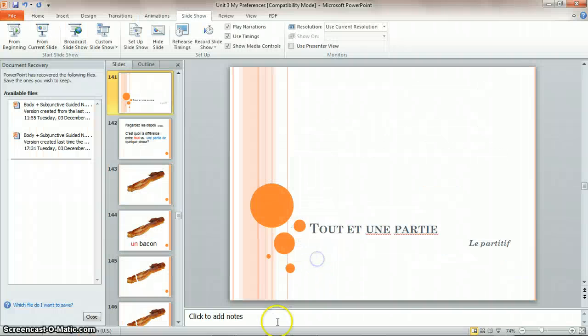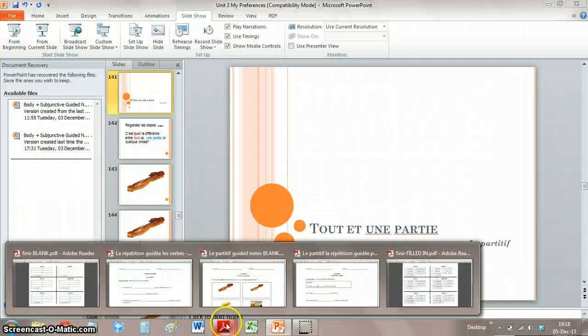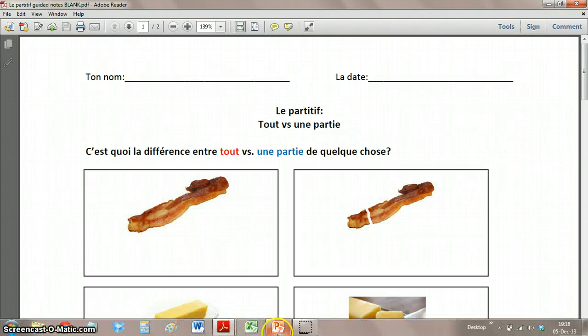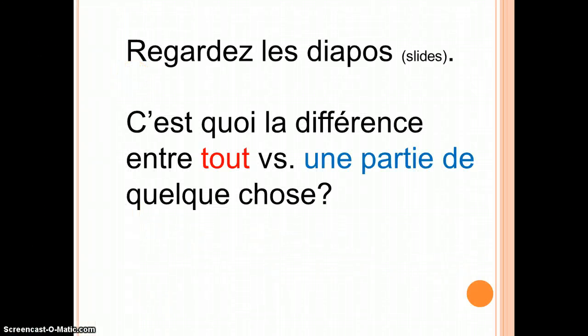For this, you will need your partitive guided notes sheet. And that looks like this. Donc, regardez les diapos, the slides. Donc, c'est quoi la différence entre tout et une partie de quelque chose? Try to see if you can figure out how the French distinguish between all and a part of something.